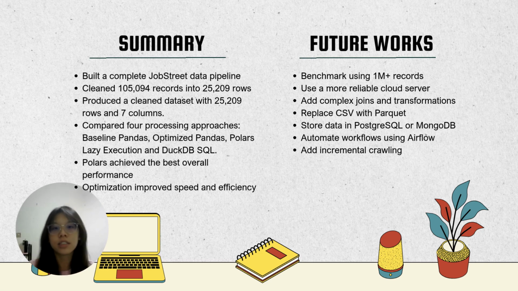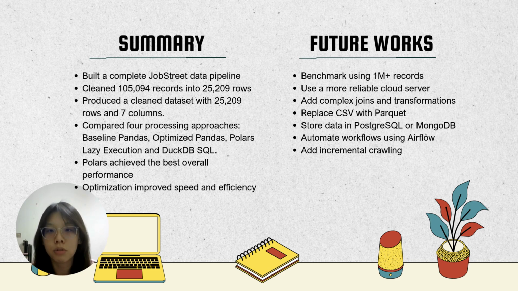So to summarize, in conclusion, this project successfully developed a complete JobStreet data pipeline covering data collection, cleaning, transformation, optimization, and also performance evaluation. A total of about 105,000 raw records were processed into a clean dataset containing about 25,000 rows and 7 columns.